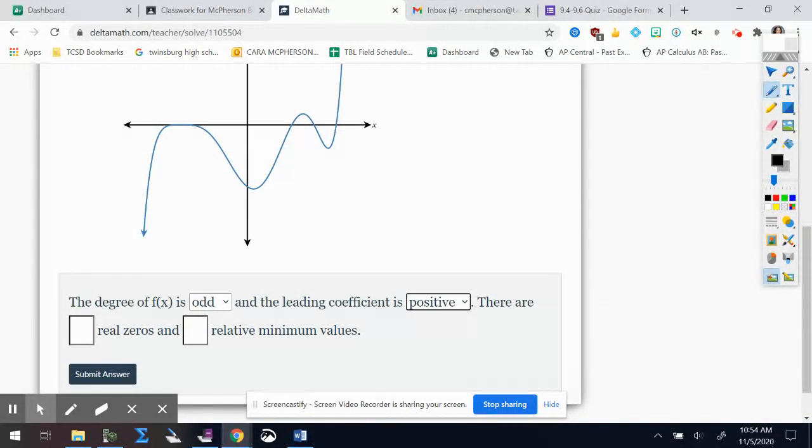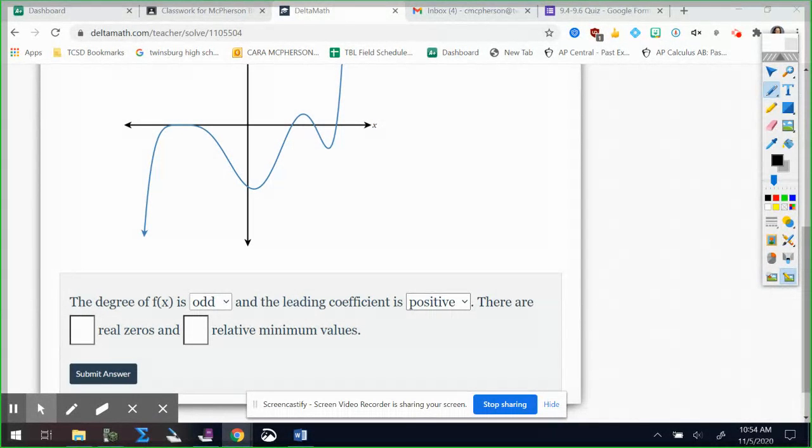We have 1, 2, 3, 4 places where it crosses or touches the x-axis. I'm going to start marking this up a little bit so you can see what I'm talking about. So we've got one place here where it crosses or touches. We have one place here. We have one place here. We have one place here. So we have 4 real zeros.